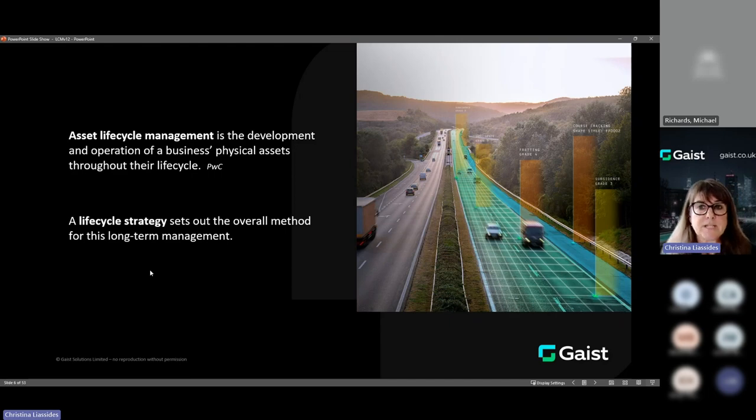The life cycle strategy sets out this overall method for how you want to manage it. So what is it that we need to do? Yeah, we need to look after the asset, but how do we do that? A strategy lays out what you're going to do, and in order to have a strategy, you need to understand what it is that you're dealing with.